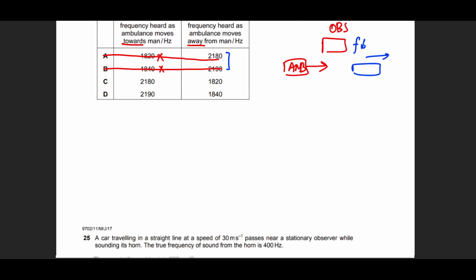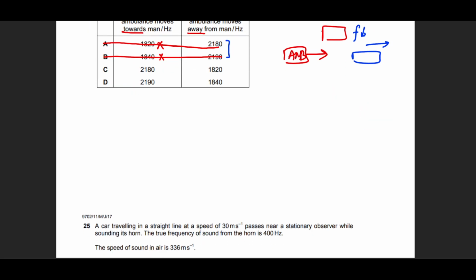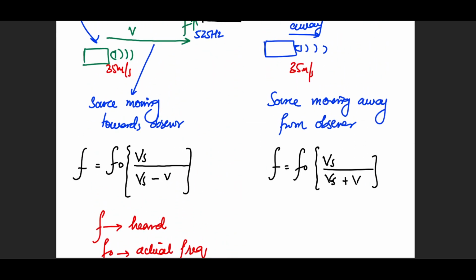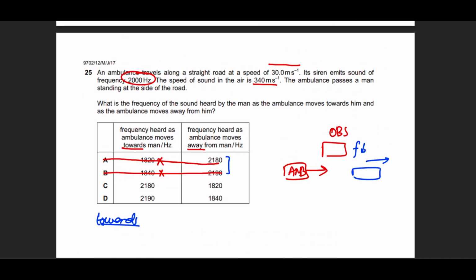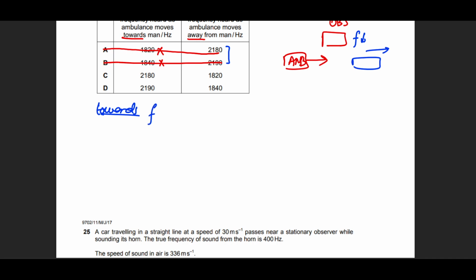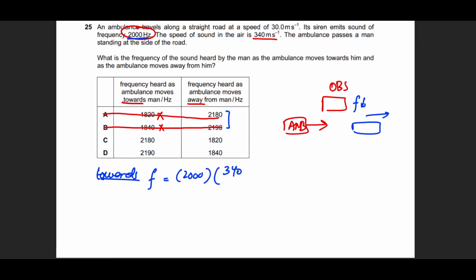Okay, let's try to calculate this. While it is moving towards the observer, we are going to use these formulas most definitely, right? The standard frequency is 2000. This is what's going to change. So F while coming towards will be 2000 multiplied by 340 meters per second, which was given in the question, divided by 340 minus 30. If you calculate this, your answer is going to be 2193. This will be 2193 hertz.